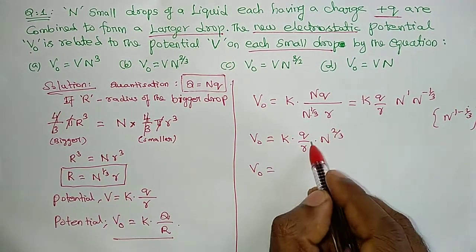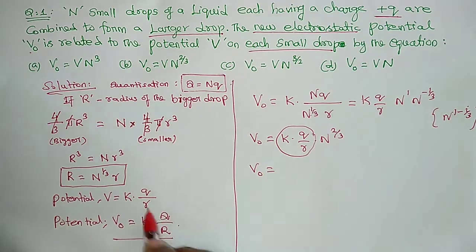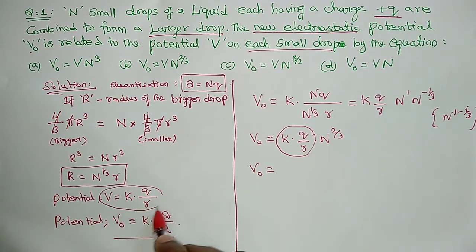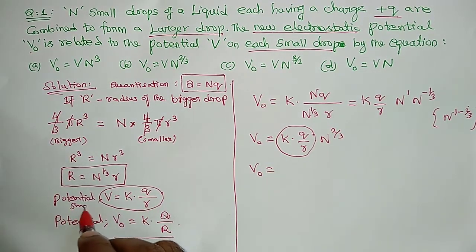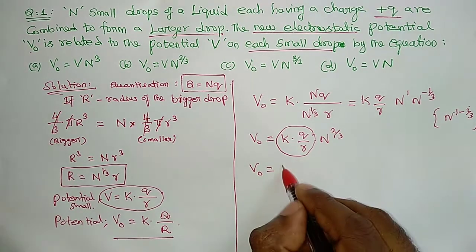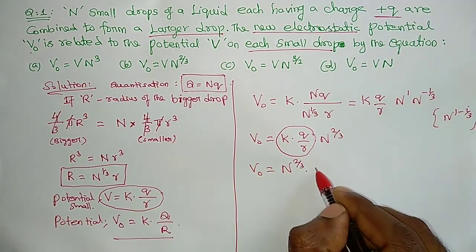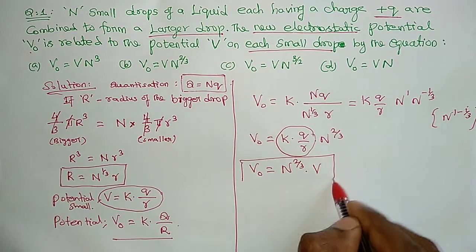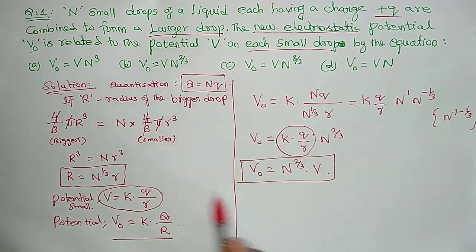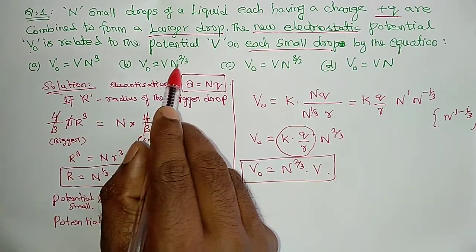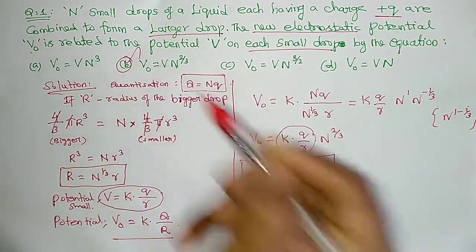So V0 is equal to, what is Kq by r? We already wrote the value. This is the potential of the smaller drop. So V0 is n power 2/3 of V. So the answer is n power 2/3 of V, which is option B.